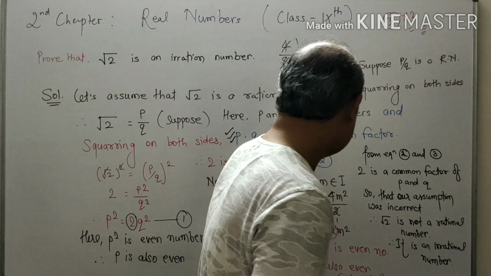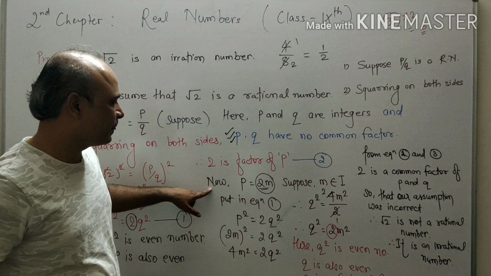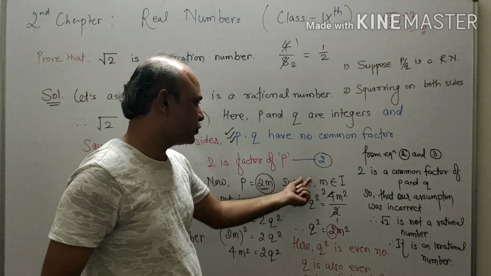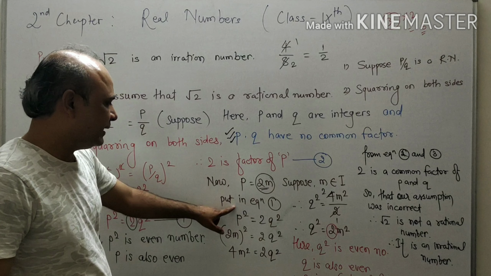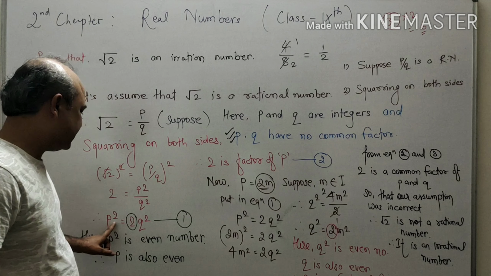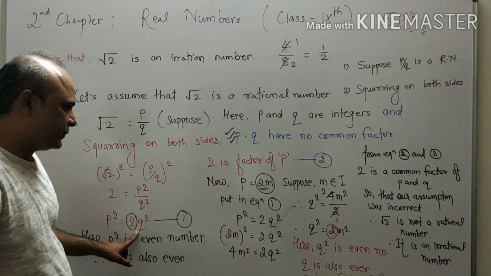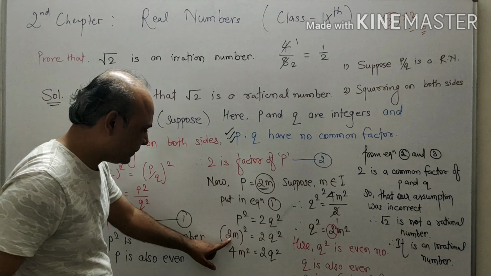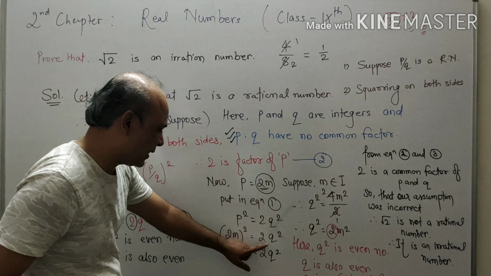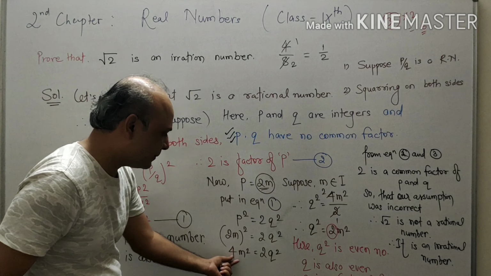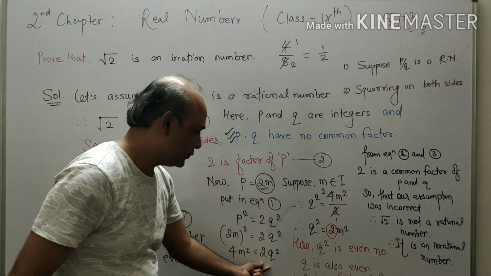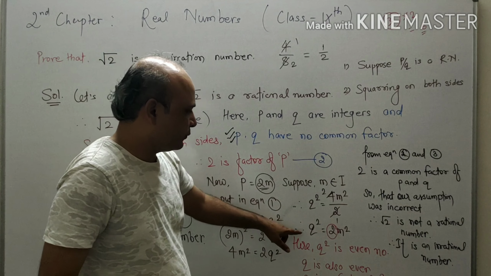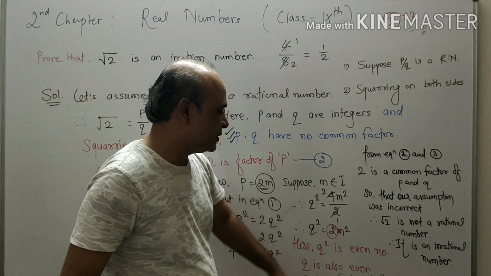So if p is even, I will consider p is equal to 2m. Suppose m belongs to integers. Now we will put in equation 1. So equation 1 is what? P square is equal to 2q square. What is p? P is 2m. So 2m the whole square is equal to 2q square. Squaring, this will be 4m square. 4m square is equal to 2q square. So q square is equal to 4m square upon 2. And then you will get q square is equal to 2m square.